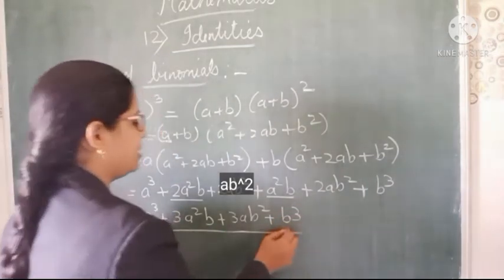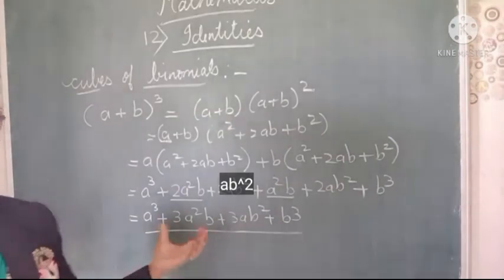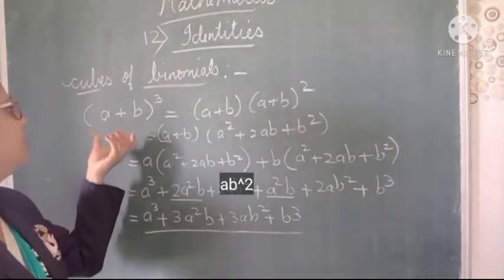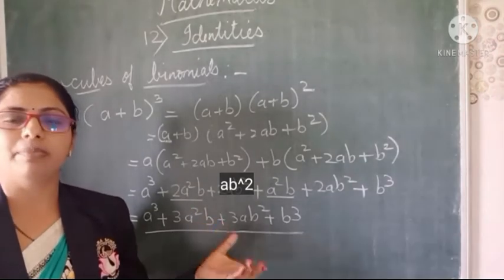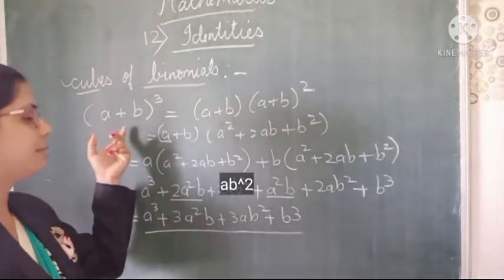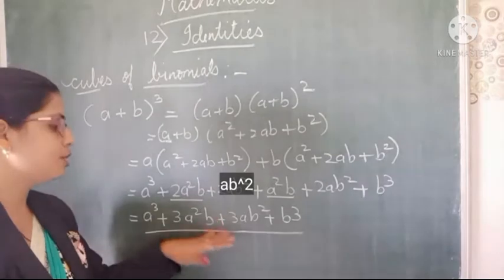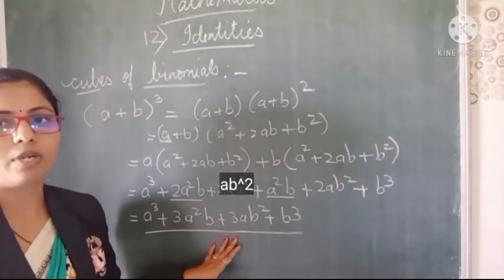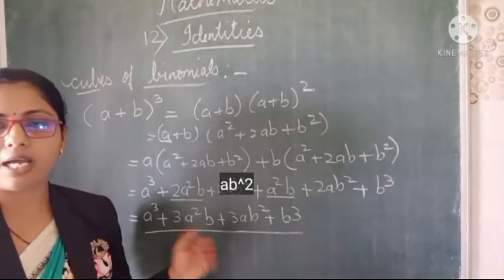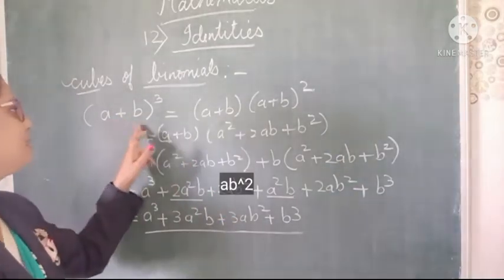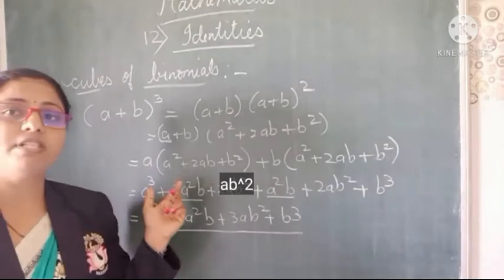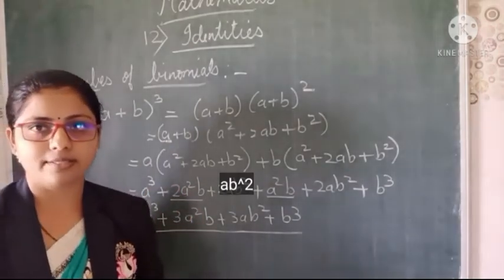So this is the cube of the binomial, in this way we can find it out. So whenever you have an example of this type, you should directly know this identity, this formula, put the values and find the answer. Okay. Same way for the subtraction. If (a minus b) cube is there, then let us see how to solve it.